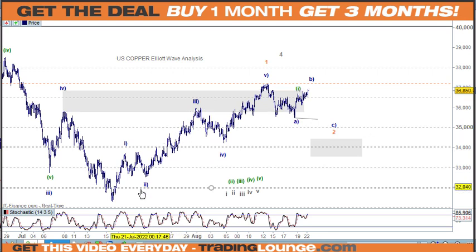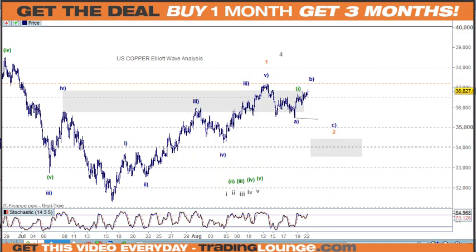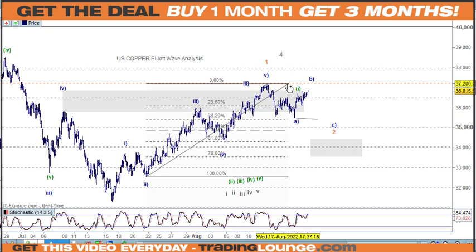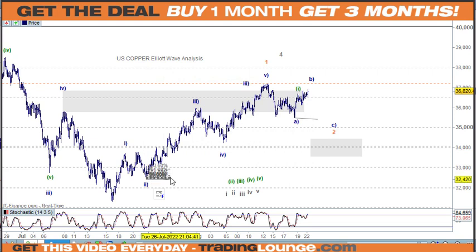Has somebody else got a count on this here? 1 and 2 here, 1, 2, 3, 4, 5. So this third might be able to go to here, because it was such a shallow retracement, wasn't it? From here to here. Yeah, see, it's a 38.2% retracement level. So I think this wave 4 might need to go in here for that.